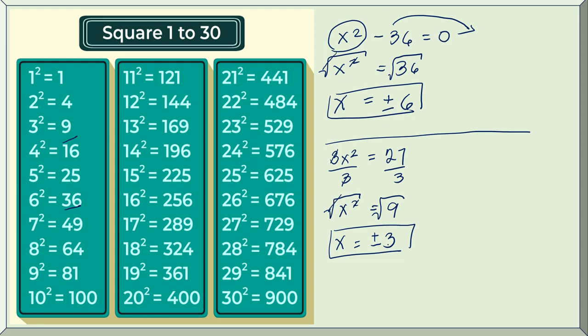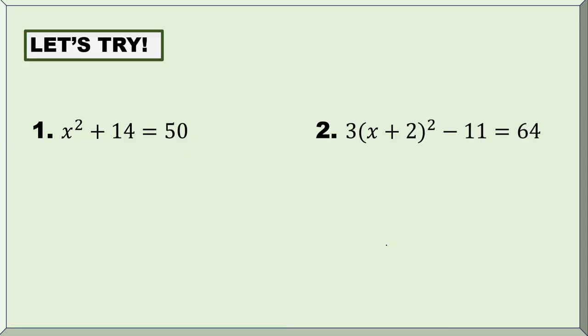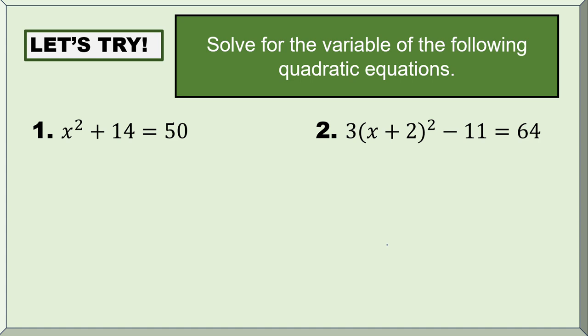Let's try another example. Solve for the variable of the following quadratic equation. For number 1, we have here x squared plus 14 equals 50. So in this equation, we'll need to transpose 14 to the other side. And it will lead us to x squared equals 50 minus 14. Simplify it. 50 minus 14, that is 36. So x squared equals 36.